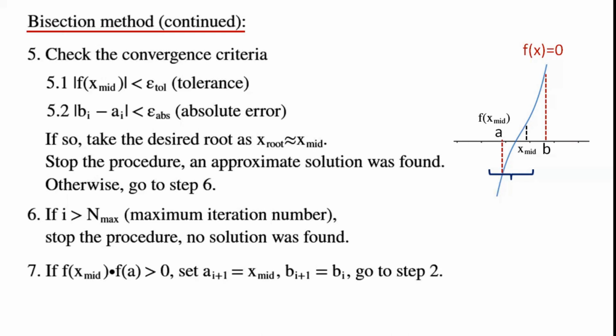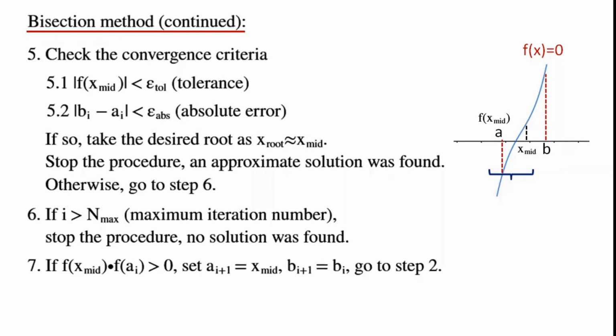If f of x mid times f of a is greater than 0, then f of x mid and f of ai must have the same sign. So the root is in the interval x mid and bi. So we set ai plus 1 to be equal to x mid, bi plus 1 to be equal to bi. Go to step 2.